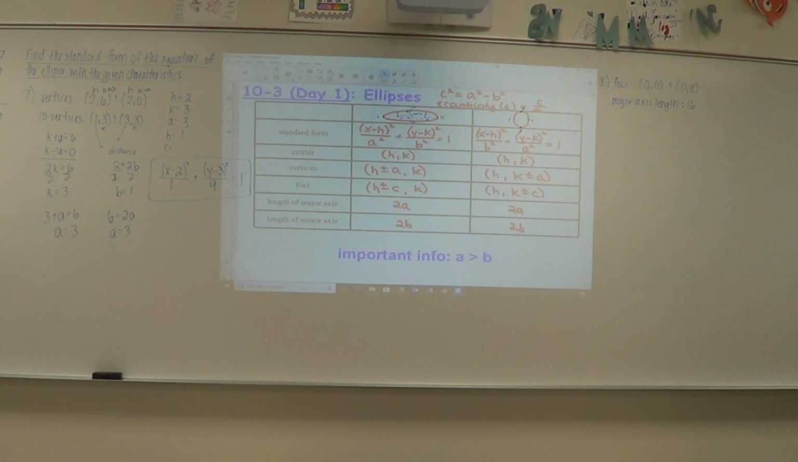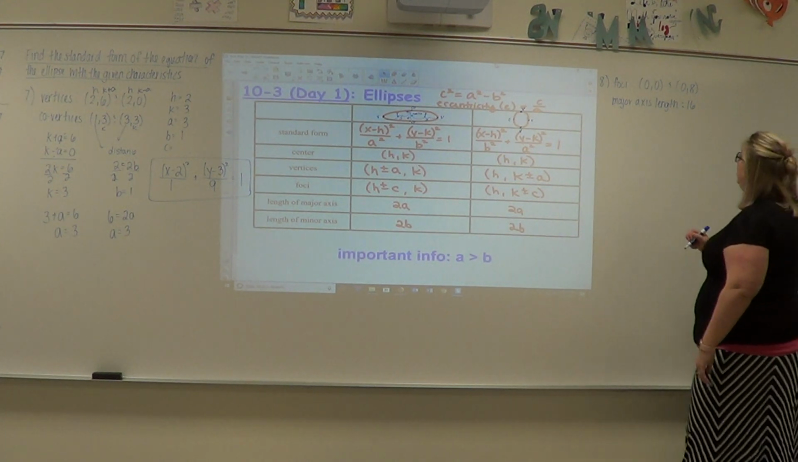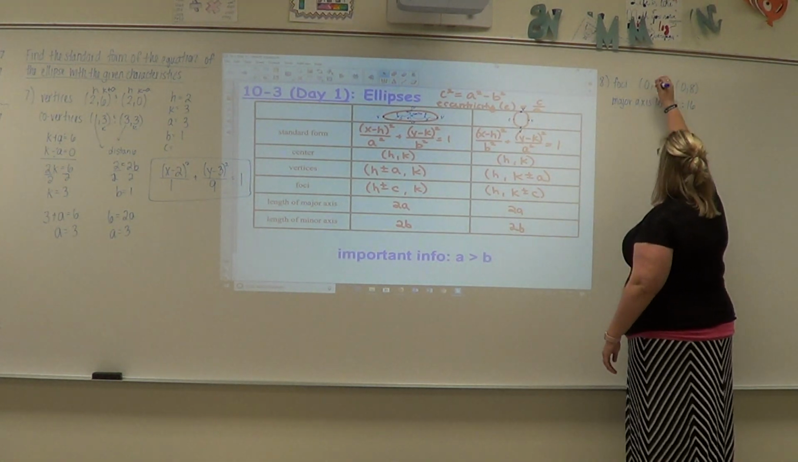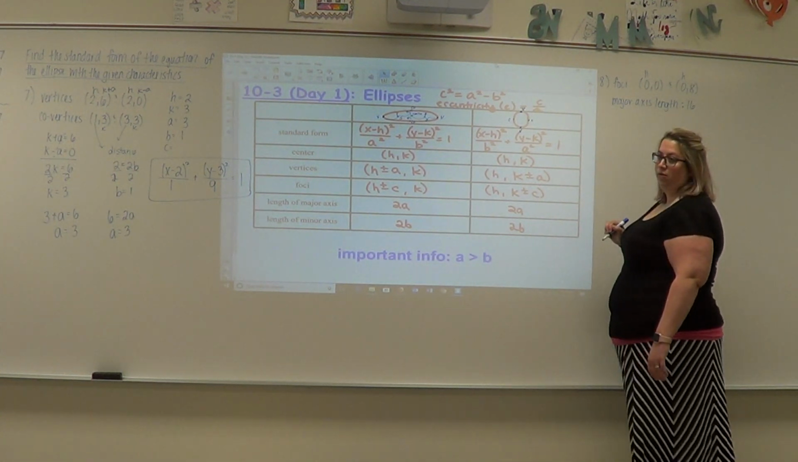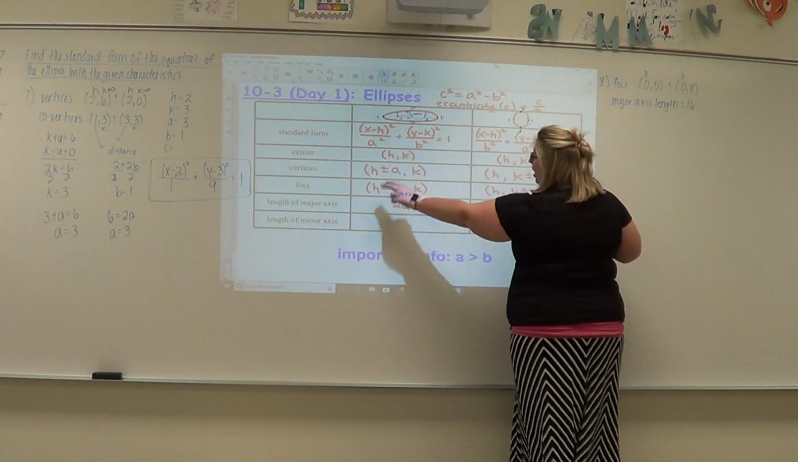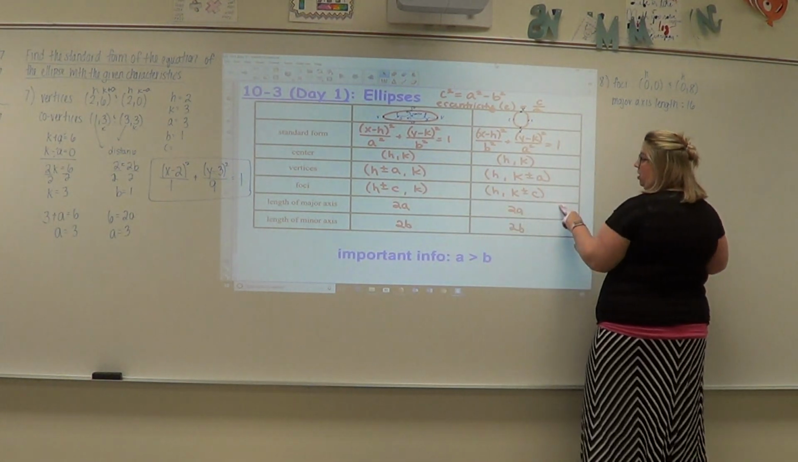Okay, last one. What column are we at on this one? First. Eight. Second. Which one is it, first or second? Second. Okay, why do you say second? Because it's the same. Okay, so if I look at what's the same, the first part or the second part? First part, right? So first numbers are always h's, second numbers are always k's. Okay, so if I look at my foci, this has plus or minus c, this one doesn't, so I'm in this column.